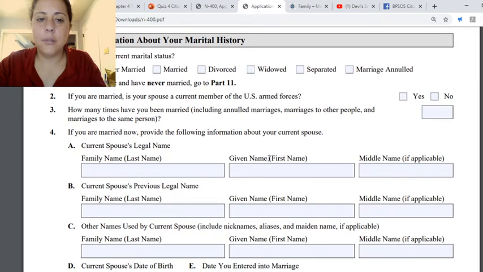Number two, if you are married, is your spouse a current member of the U.S. Armed Forces? Yes or no. Number three, how many times have you been married? Write the number in the box: 1, 2, or 3. Okay.